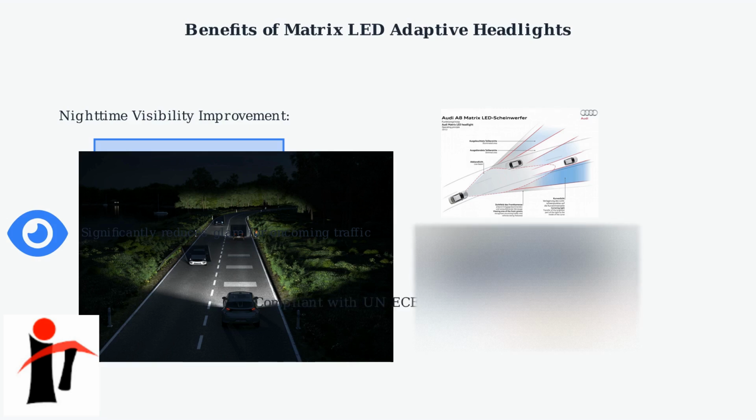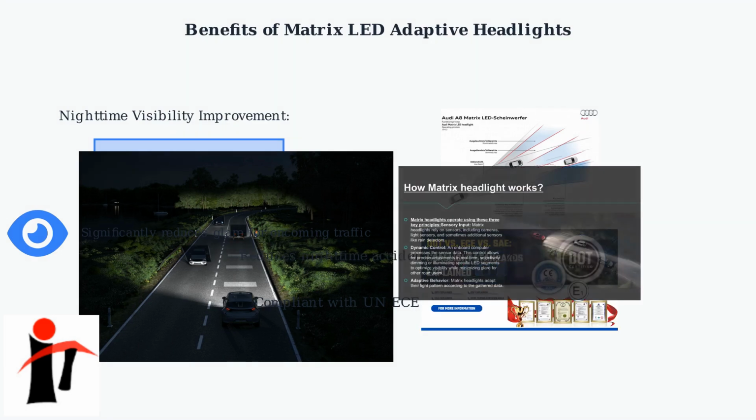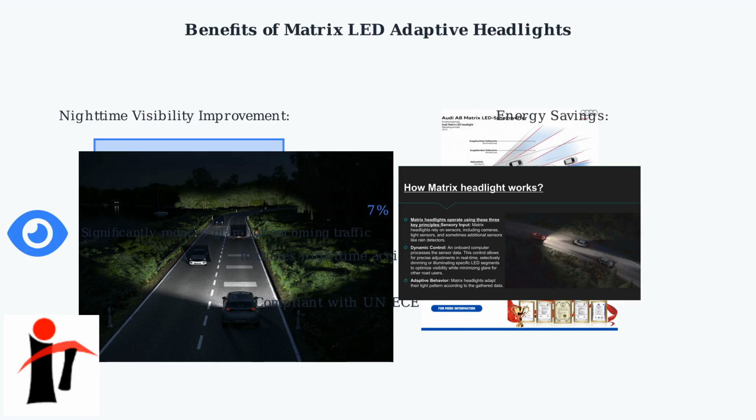Matrix LED systems are compliant with UNECE regulations, ensuring they meet international safety standards for adaptive lighting. They improve overall safety by reducing nighttime accidents, with studies showing a 10 to 15% decrease in multi-vehicle incidents. Additionally, they are more power efficient, using about 20 to 30% less energy than traditional systems, which aligns with electric vehicle efficiency goals.